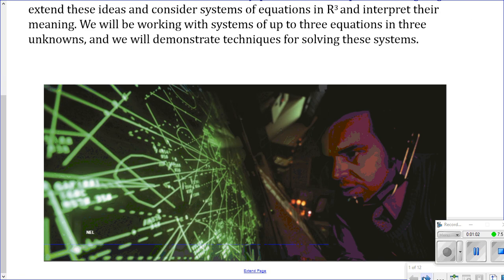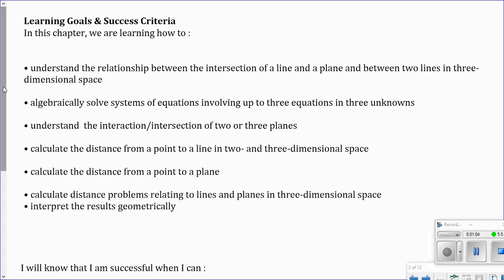Okay, the next slide, as we've been doing, talk about learning goals. So we're going to understand the relationship between the intersection of a line and a plane, and between 2 lines in 3 space, algebraically solving systems, understanding the intersection of 2 and 3 planes, and then calculating distance from a point to a line and distance from a point to a plane, and calculating distance problems relating to lines and planes in 3 space, and interpreting these results.